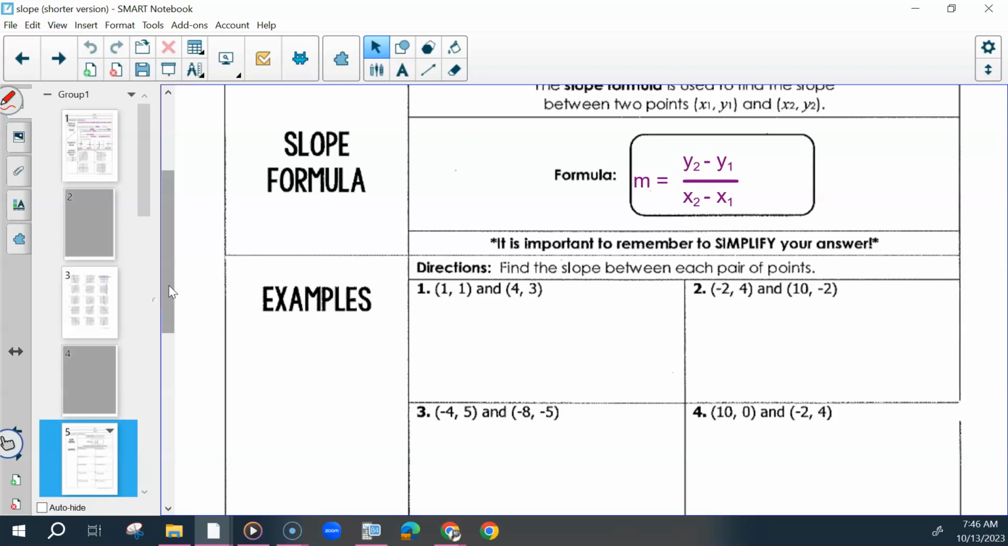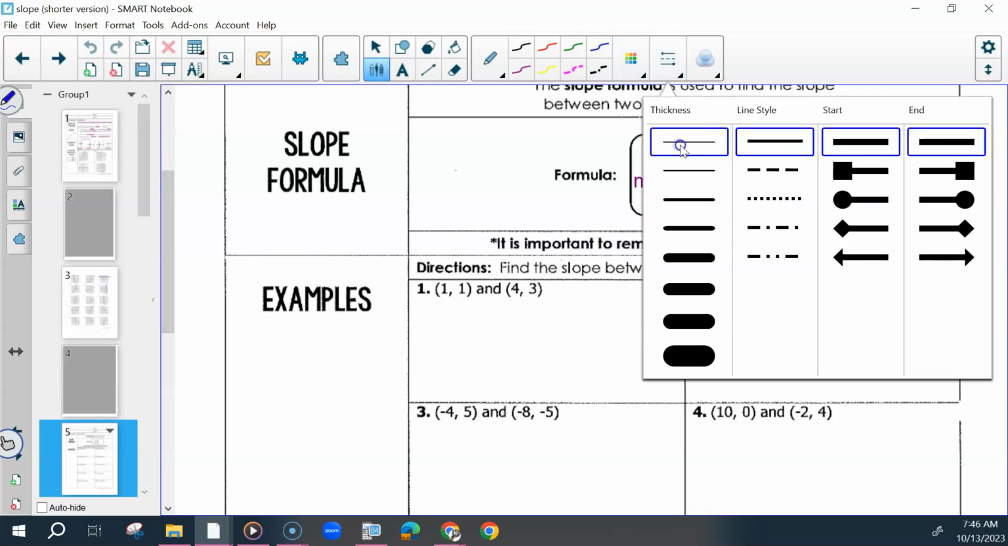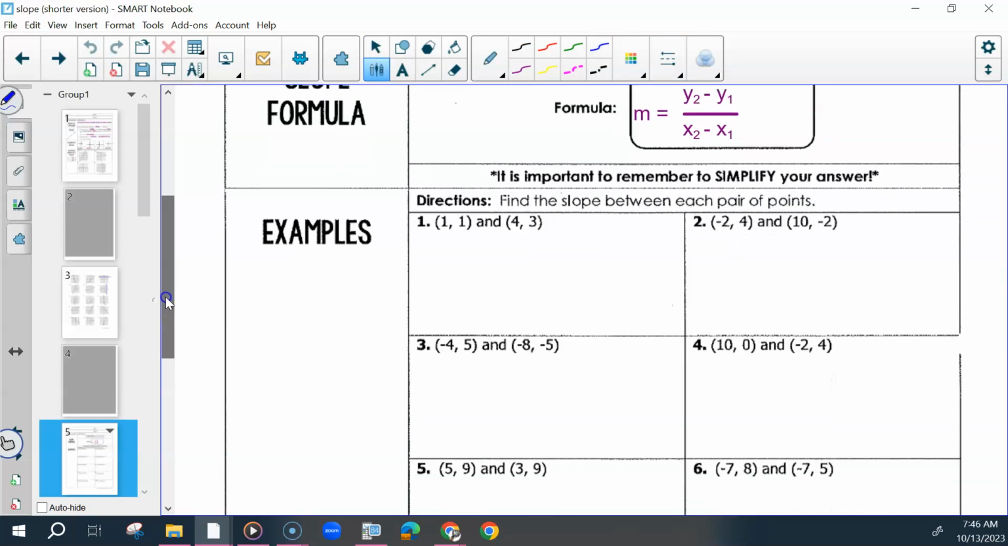Alright, so let's do some of these examples, starting with number 1. If this helps you, do this. If you don't feel like you need this, you don't need to do this. I'm going to label each of these. So each ordered pair is an xy, so I'm going to label the first one x1, y1, and the second one x2, y2. That's going to help me put these into my slope formula.